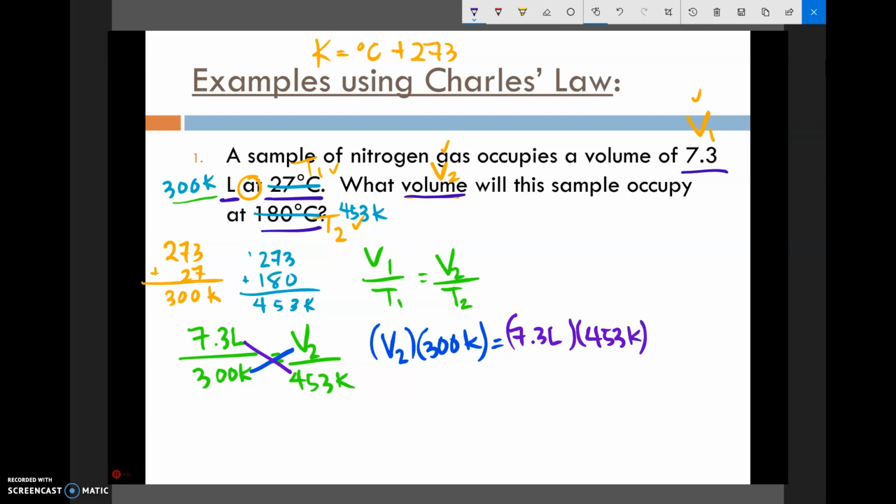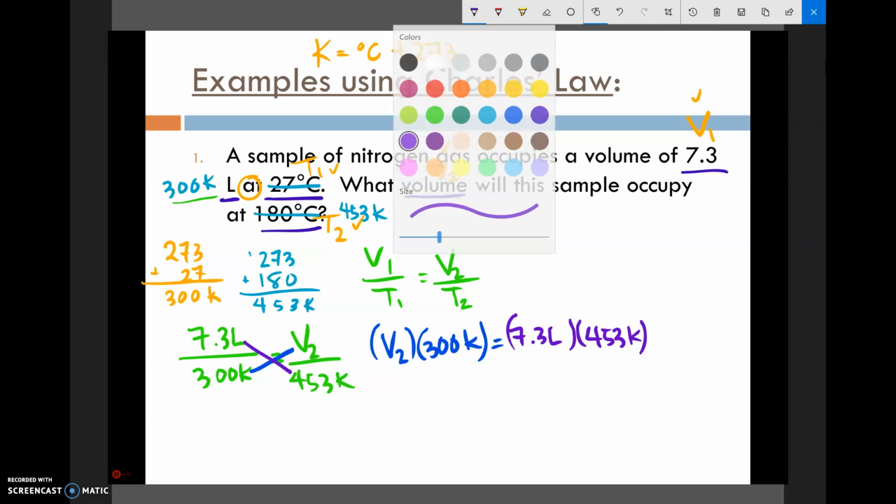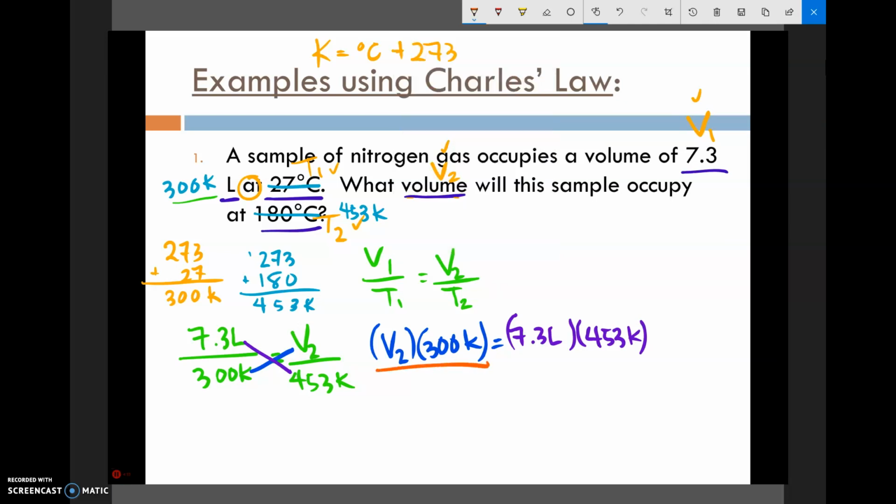Now what we need to do is get that V2 all by itself. So mathematically, we're just going to divide by the 300 Kelvin on both sides. When we do this, it cancels out the 300 Kelvin on the left. On the right side, the important thing is that it cancels out our units. It cancels out our Kelvin, and we're left with liters, which is a unit of volume, so that correlates. So let's do our math: 7.3 liters times 453 divided by 300. Our unknown volume is 11.02 liters, and that would be our answer.